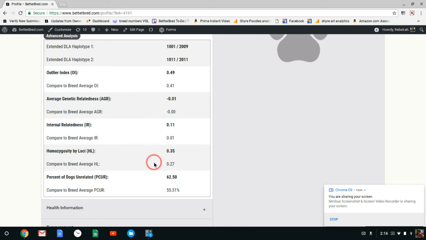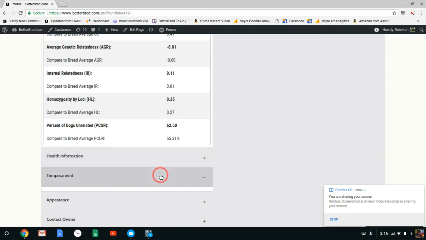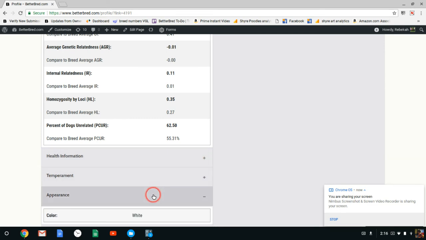And then down below, these are some more measurements. This homozygosity by loci tells you, again, it's an inbreeding measurement. And below that, percent unrelated in this database. She's unrelated to 62.5%. If any health information has been added, that would show up here, and temperament information would show up here, as well as appearance.